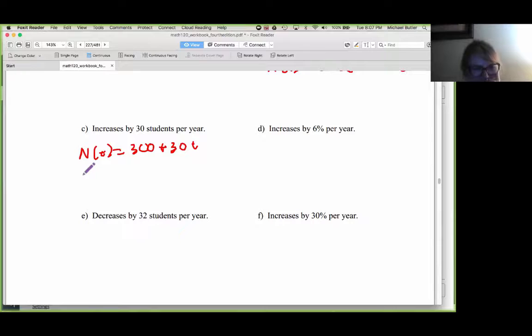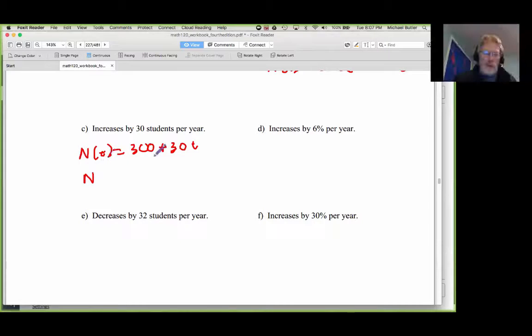Just as an aside, there's absolutely nothing the matter with how I wrote it right there. But typically, if there had been solutions written up someplace, they would have put it in mx plus b format. So they would have gone 30t plus 300. Plus 300, right, yeah.